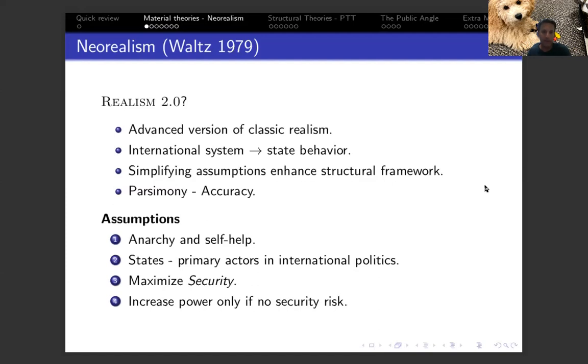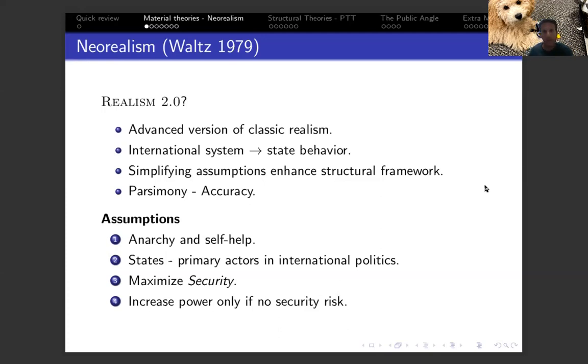And the assumptions, as I talked about on Tuesday, and that's just, again, a quick review: the anarchy, which leads every nation to believe that it has to take care of itself, self-help. States are the primary actors. Every state in the international system focuses on maximizing its own security. That's the number one thing that those states are trying to accomplish. Everything comes afterwards. It will pursue additional power as long as it does not represent additional risk.